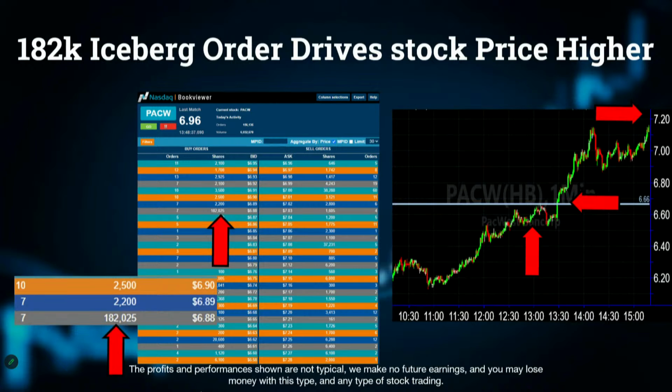Right, and then what ends up happening here is that this is not only just a breakout, but someone added to their order. So this is somebody that is obviously adding to that position. And now not only do you have that 116,000 share buyer, but now he upticked it to 182.